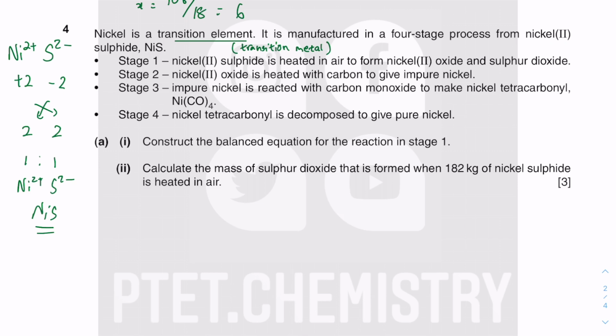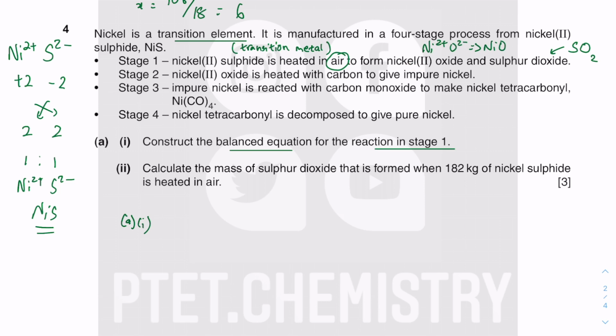What do they want us to do? They want us to construct the balanced equation for the reaction in stage 1. So I hope you're getting to see the idea of us doing balanced equations prior to this. This is nickel(II) sulfide heated in air. Air is a mixture of gases, most of which is nitrogen, N2, but it also contains around 21% oxygen. As you can see, you get the nickel(II) oxide, the dioxide, meaning 2 oxygen. The oxide is O2-, Ni2+. Nickel(II) oxide is Ni2+ O2-, so there is NiO. Sulfur dioxide, 1 sulfur, 2 oxygen.